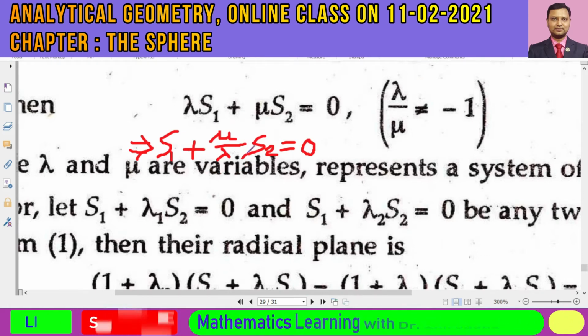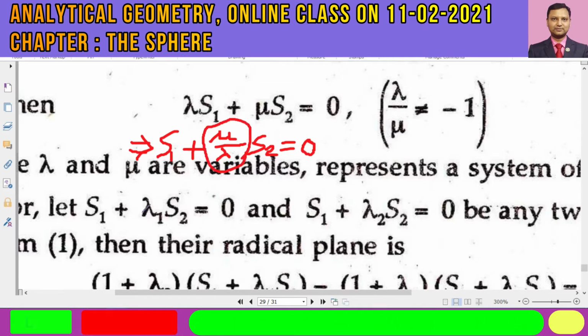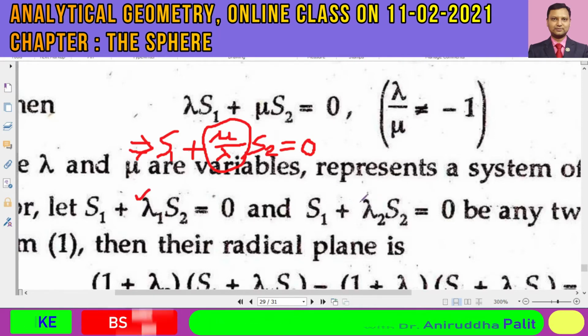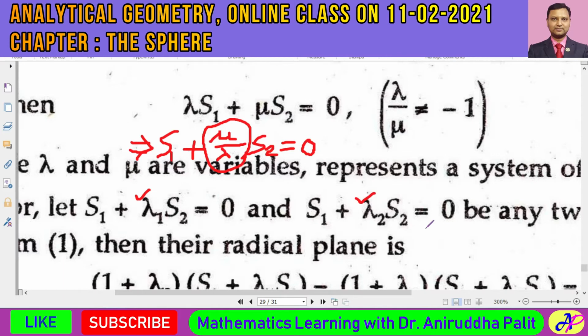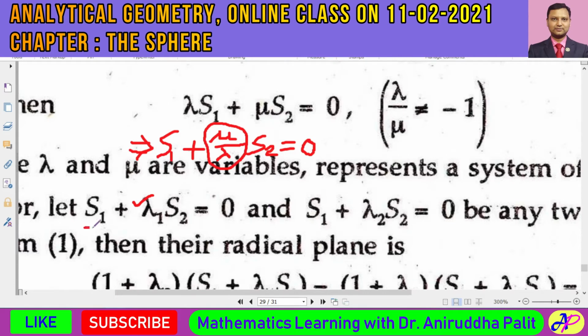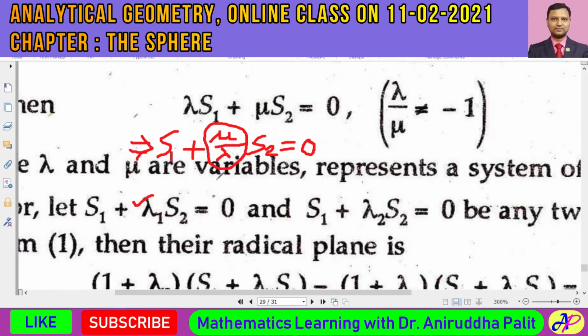Suppose for the first case, this mu by lambda is equal to lambda 1, and for the second case this mu by lambda is equal to lambda 2. So we consider two different values of mu by lambda. If mu by lambda is equal to lambda 1, then we will get the equation of a sphere. And if we put mu by lambda equal to lambda 2, then we will get the equation of another sphere.